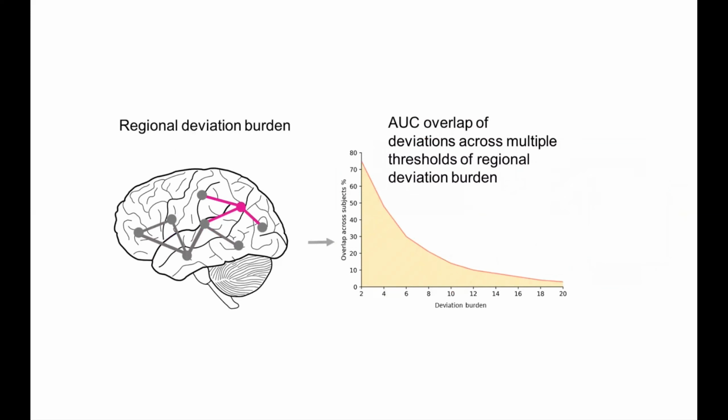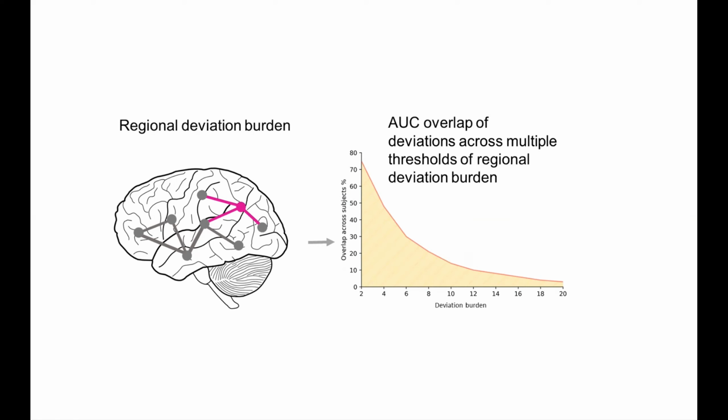Moving forward, we wanted to look at the overlap of extreme deviations at the regional level. To do that, we counted the number of deviant connections attached to each region. As we needed a way to binarize the regions into deviant or not deviant, and we wanted to avoid relying on a specific threshold for the deviation burden, we calculated the overlap at multiple thresholds ranging from 1 to 20 deviations attached to a region.